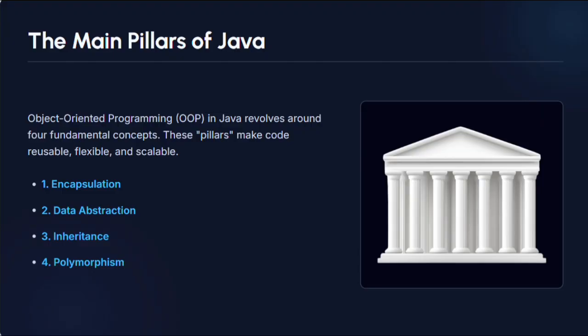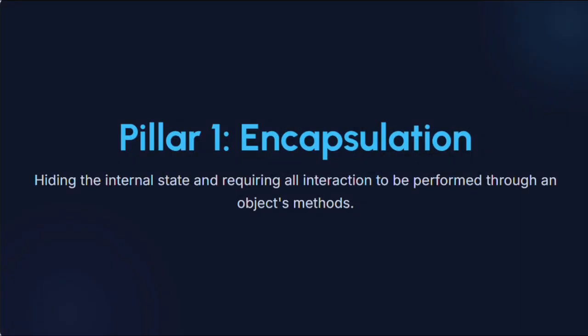Object-oriented programming (OOP) in Java revolves around four fundamental concepts, the pillars, which make the code reusable, flexible, and scalable. The four main pillars of Java are encapsulation, data abstraction, inheritance, and polymorphism. Pillar number one, encapsulation. It hides the internal state and requires all interaction to be performed through an object's methods.